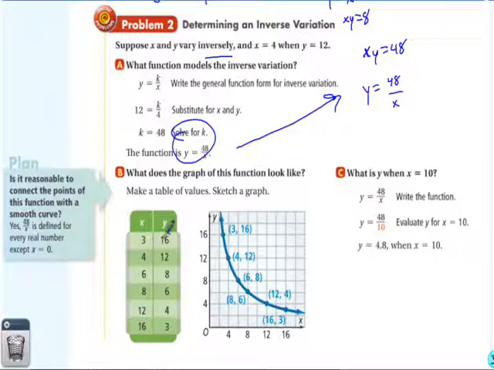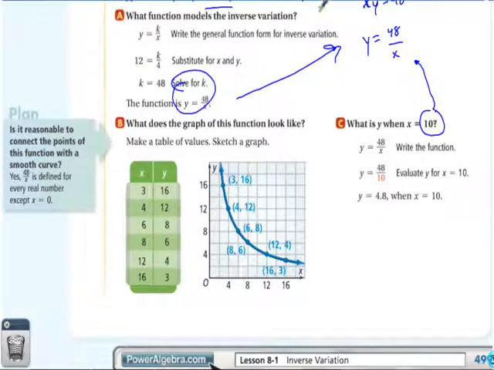What does the graph look like? That's just plotting points. I'll show you how to do that on your calculator, but sketching it is probably just as easy. And then what is y when x is 10? Well, that's easy enough. You just plug 10 in for the x right there, and y is 4.8 when x is 10. Pretty easy stuff, okay? And very similar to direct variation, which we have some experience with.